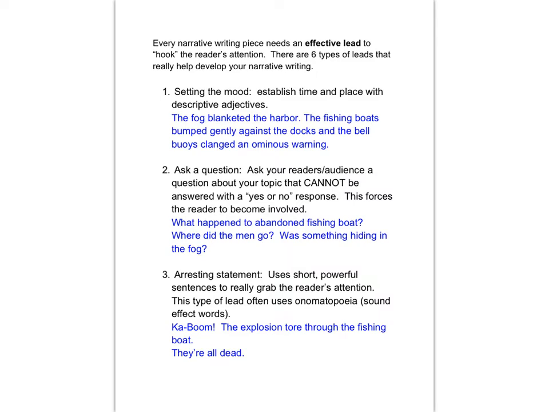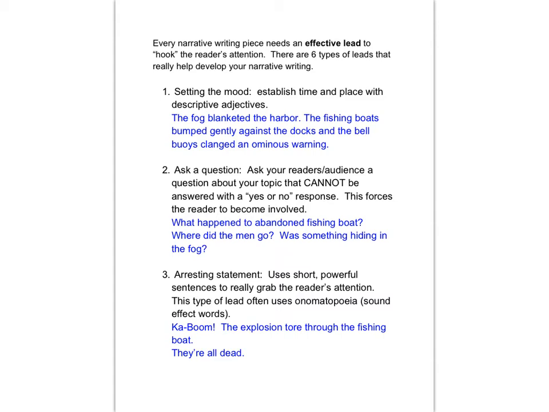The third type of lead is called an arresting statement. It uses short, really powerful sentences. You really want to grab the reader's attention. Oh, you literally want to grab them by the throat. And this type of lead often uses onomatopoeia, and what I mean by that are sound effect words like kaboom, crash, smash, boom. So these are fun to write, and they really help you just grab that reader's attention.